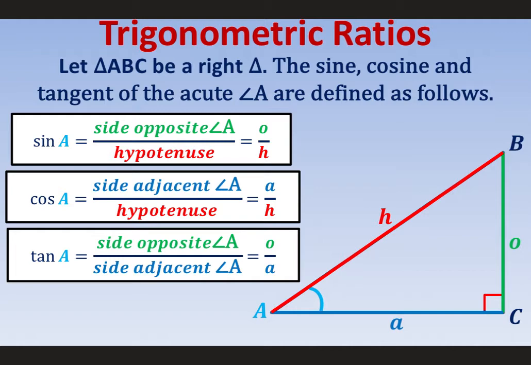Let me reiterate that one more time. The sine of a given angle is the opposite side over the hypotenuse side. The cosine of a given angle is the adjacent side over the hypotenuse side. And the tangent of a given angle is the opposite over adjacent. So the sine, cosine, and tangent are these ratios that are made up by taking these sides and making fractions of them. Okay, so that's something we should have seen before.